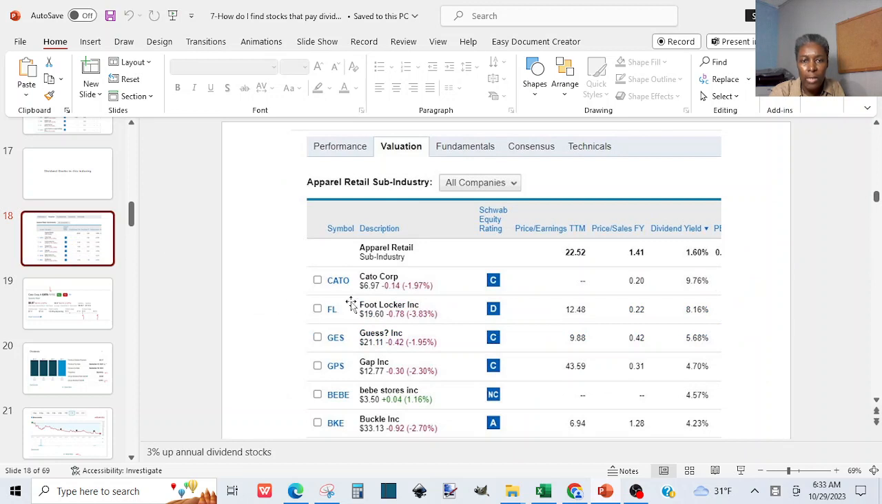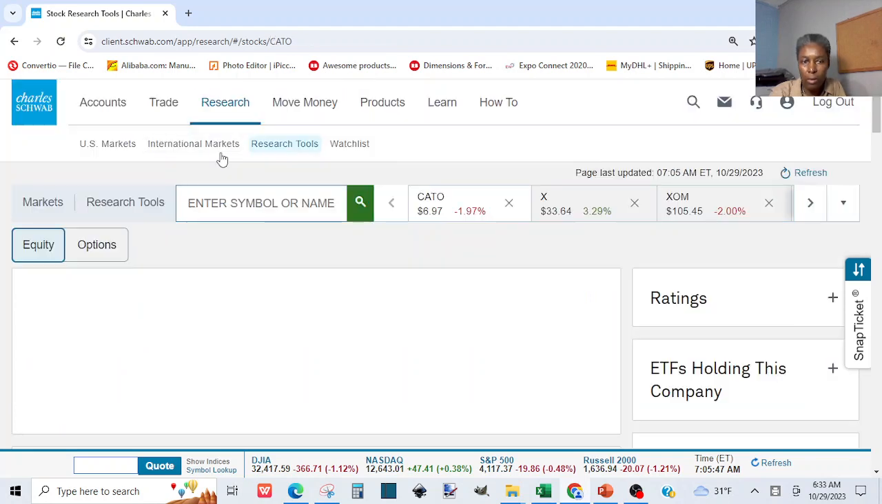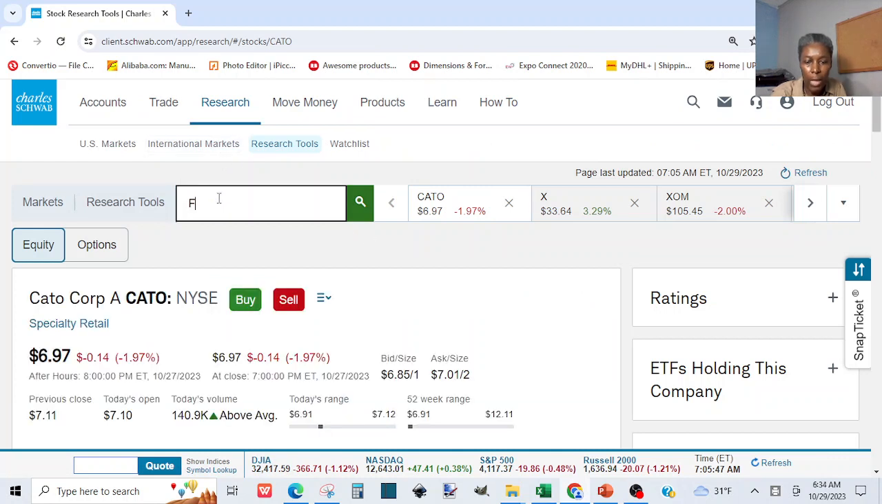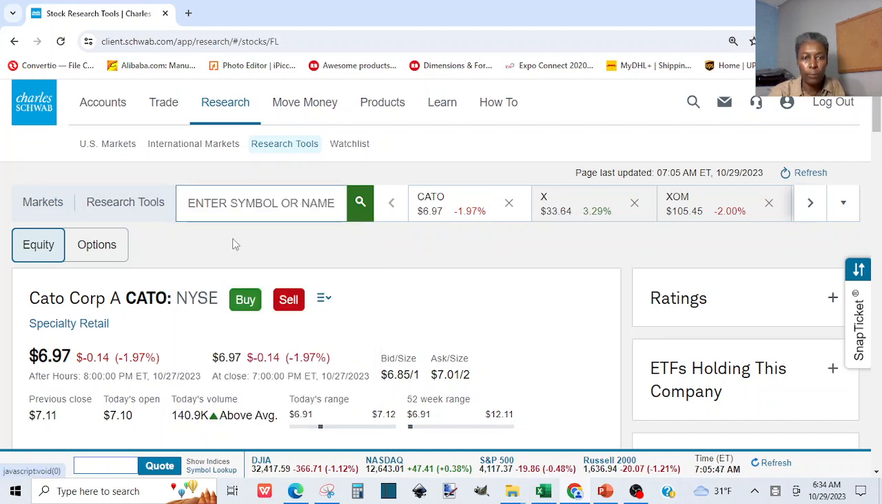The next one is FL, and that's Foot Locker. So FL, you'll tap, and I think it's going to have us on the chart. So we are going to close the chart, and we will put FL, and we'll click on Foot Locker.